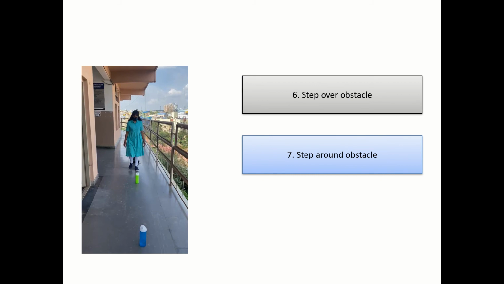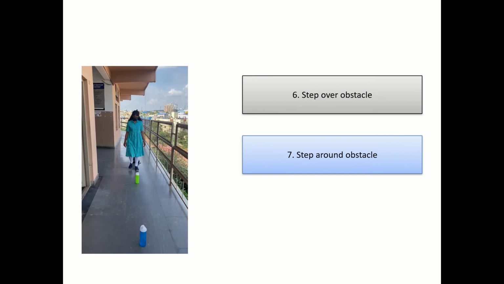Coming now to the 7th point, that is step around the obstacle. So here I have not taken the going back and using the other leg. I have just jumped to the 7th point. You shouldn't continue like this. Together, 6 and 7 are totally different indices in the dynamic gait index. So the 7th point is stepping around the obstacle.